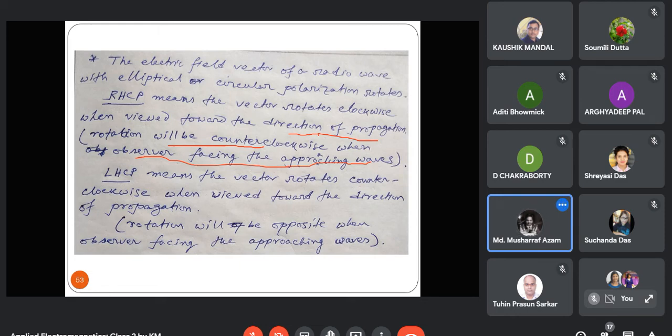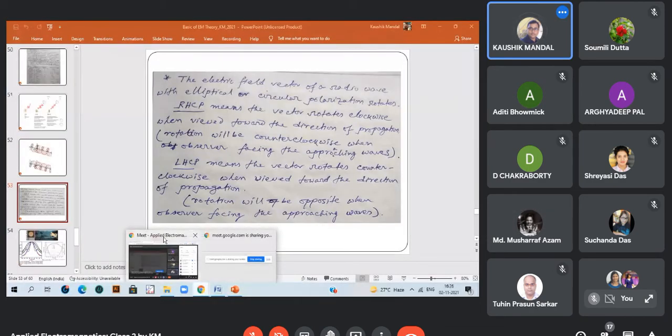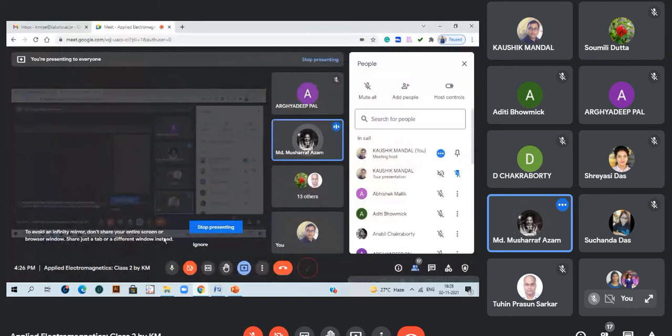For example, can I show my camera so that it's visible? 1 minute, 1 minute. Who are you? Sorry. Who are you? Oh, my name is Musharraf. Musharraf, bolo.